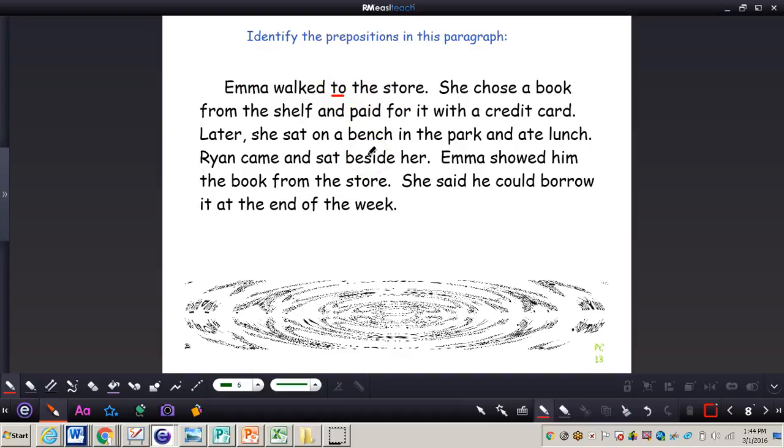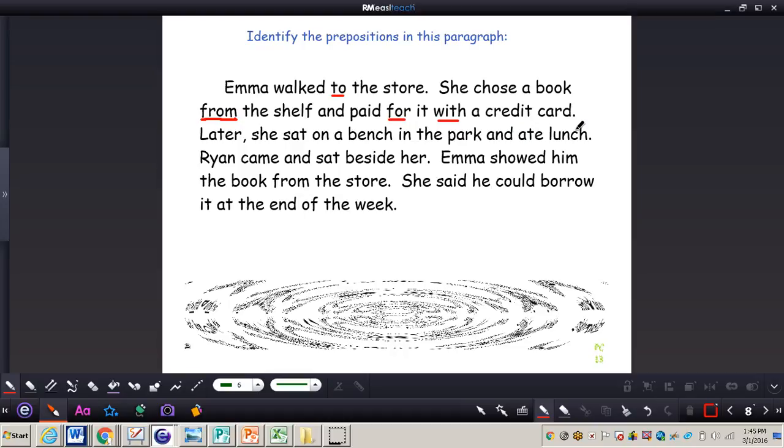So for the next sentence, she chose a book from the shelf and paid for it with a credit card. So we can see she chose a book. From would be a preposition. The shelf and paid for would be a preposition as well. With would also be a preposition. So you can see she chose a book, and then from connects it to the shelf, and paid for connects it to it, and then with connects it to a credit card.